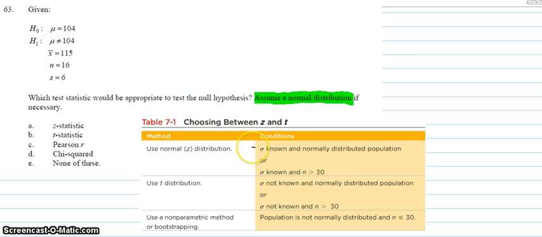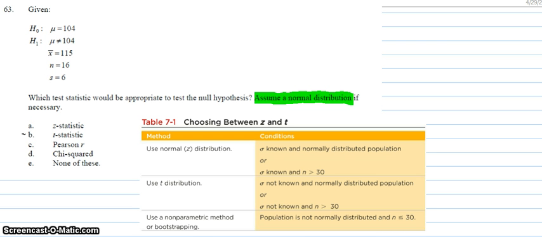So we are down to the population standard deviation. Is it known or not known? If it's known, we're going to use Z. If it's unknown, we're going to use T. If we look at all of our given, we don't see the population standard deviation. So because it's unknown, we're going to use the T distribution.